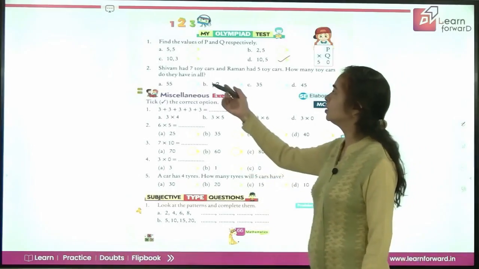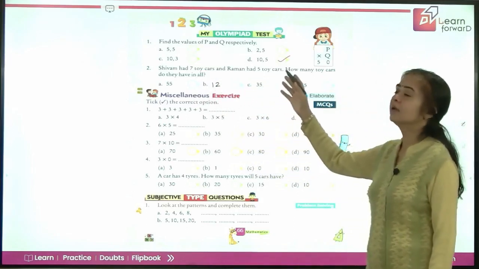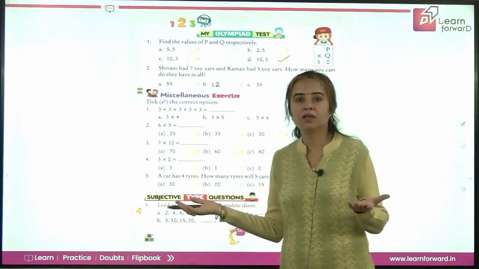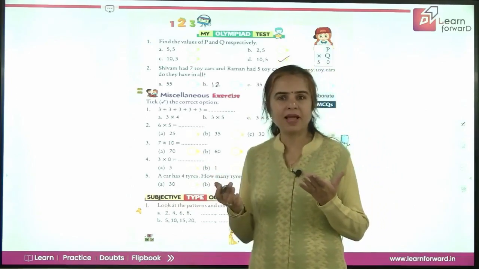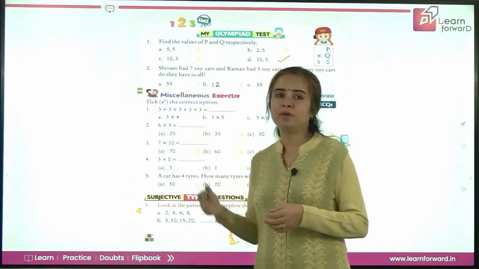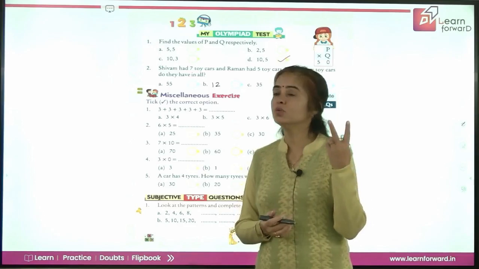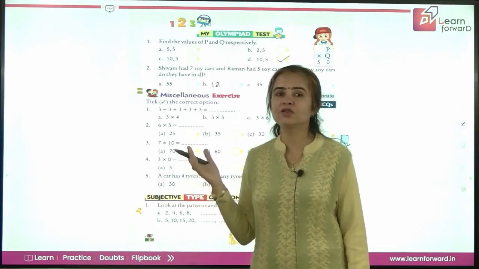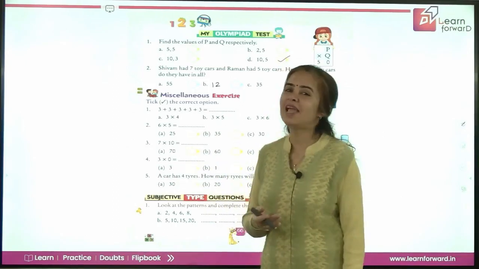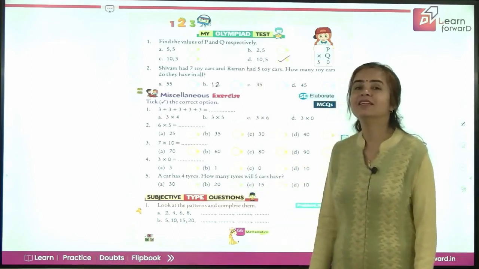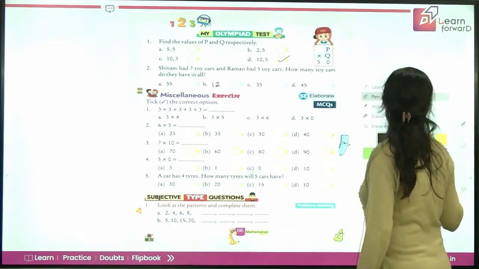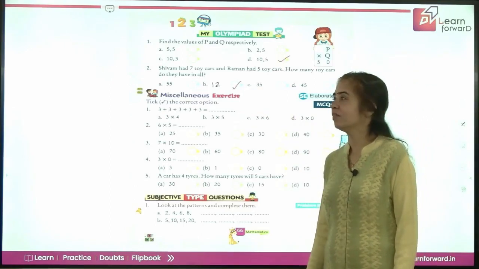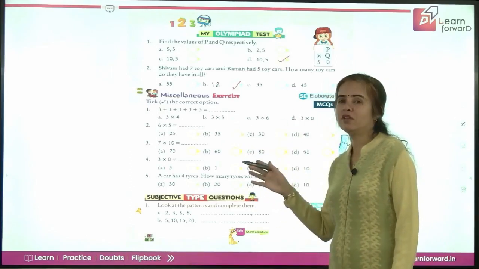Now let's read the next question. Shivam had 7 toy cars and Raman had 5 toy cars. How many toy cars do they have in all? So what do you think you will have to do? Multiply? Oh really? Is there anything about repeated addition? We are talking of just 2 numbers, 7 and 5. 7 toy cars and another 5 toy cars. So what will you do, children? You will simply add. So how much is 7 plus 5? That is 12. So 12 is your correct answer, not 7 times 5 is 35. So we have to be very careful at times.